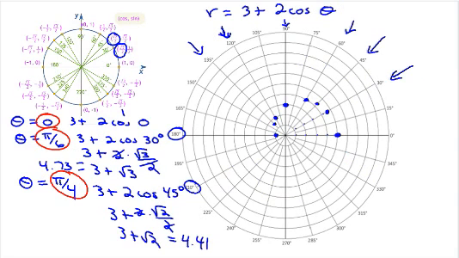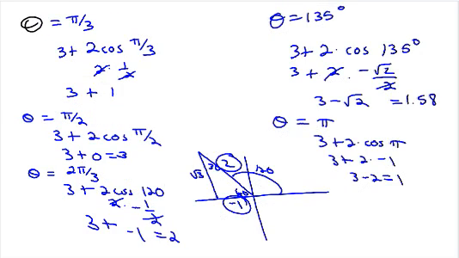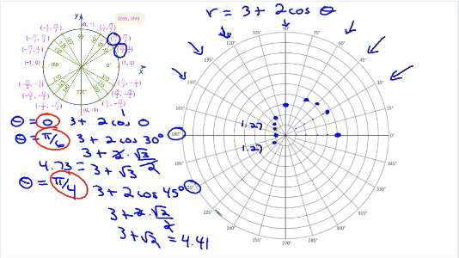I guess on our graph we didn't do 150, did we? But 150 would have been 1.27 as well. This one would have been 1.27. And when I come to 210, I'm back to 1.27 again. And every single one of these values is going to repeat all the way around. All right? So remember how when we got to 135, we had 1.58. Well, we're going to have that value again when we get to 225.